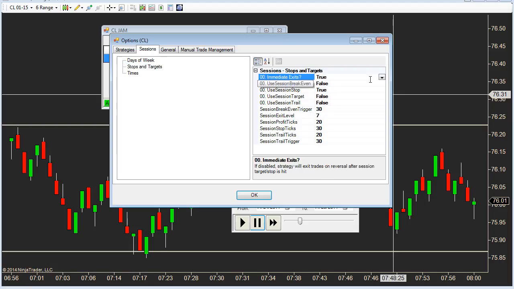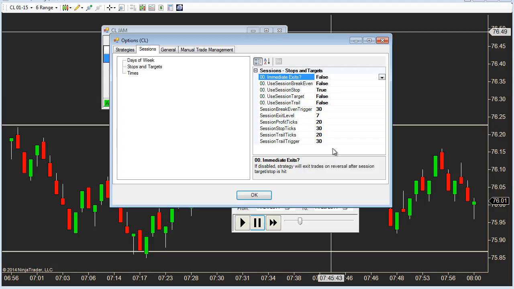Exits, immediate exits, true or false. If disabled, strategy will exit trades on the reversal after the session stopper target is hit. So remember, the session stopper target has to be hit first, and then you can either have this on true where it exits immediately or on false where it waits for the next reversal bar. Pretty simple. All right, so very easy to understand what that's doing.